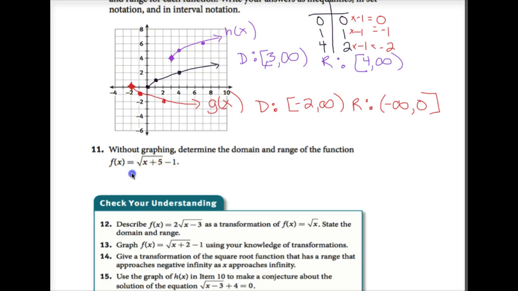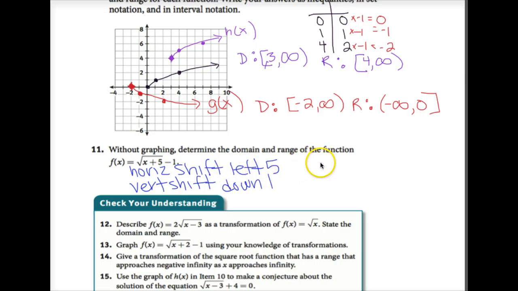All right, I'm going to explain this using the transformations. When we look at this, we see as the transformations a horizontal shift left 5 and a vertical shift down 1. The reason why I'm writing that is because that's going to help you determine the domain and range. Shifting left 5 means that I'm going to start my domain 5 units to the left of what the parent would, which is at 0. So it goes from -5 to infinity on my domain. The range, because it shifts down 1, that means instead of starting at 0, it starts at -1 and gets bigger.